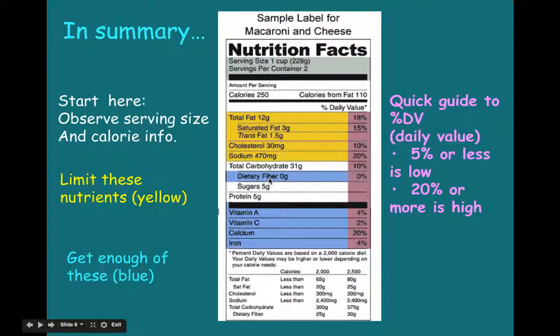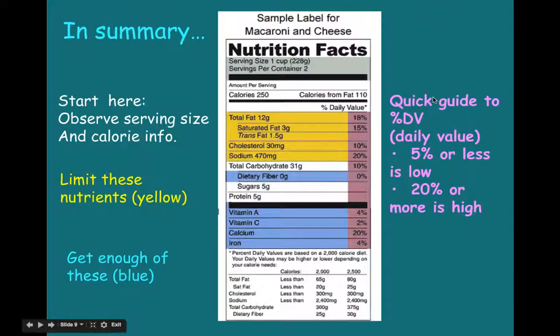All of the labels in the blue, you want to try to get enough of when you are consuming these products, so make sure you're getting enough fiber and your vitamins and minerals. Okay. Also make sure that you are reading to see how many carbs are in that, as well as how many proteins are in it as well.